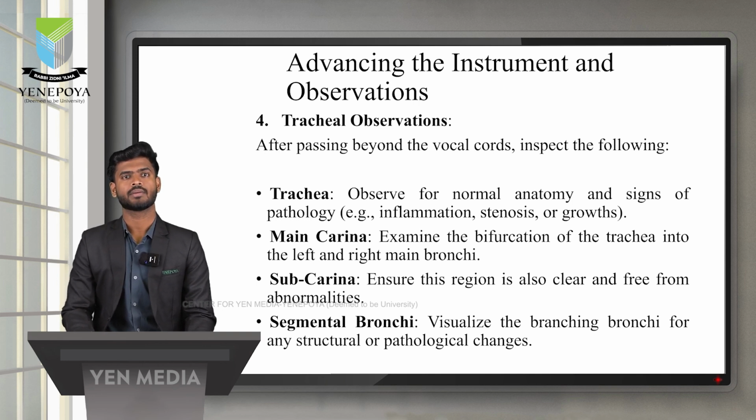At the carina, observe the normal anatomy and signs of pathology, for example infections, stenosis or abnormal growths, and examine the bifurcation of the trachea into the left and right main bronchus. Ensure this region is also clear and free from abnormalities.